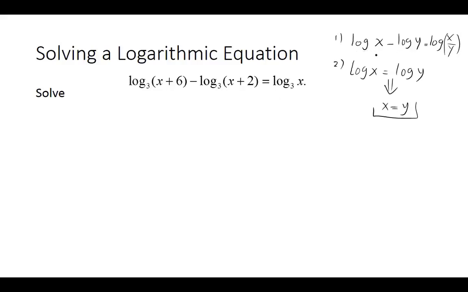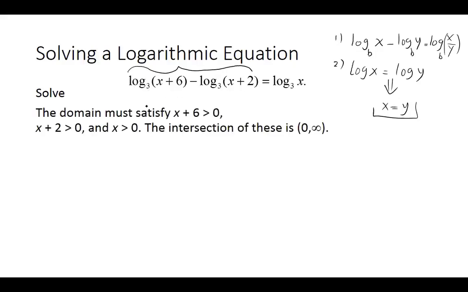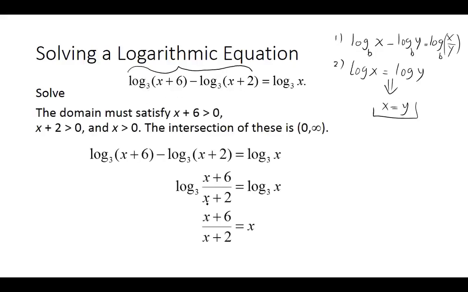You notice that I didn't bother with the base. If I don't put any base, it means it's 10. But the base has to be the same if it's not 10, so you have to indicate what it is. So in this case, the base is 3 for all of them. So I'm going to go ahead and combine these two using the first property here. So that would be log of x plus 6 over x plus 2.